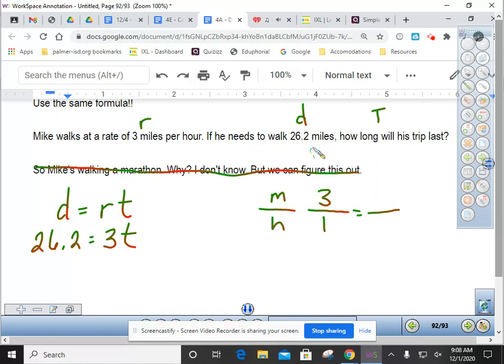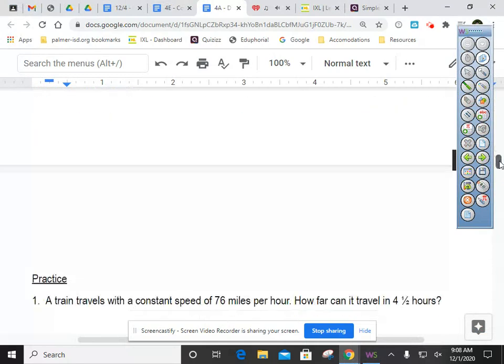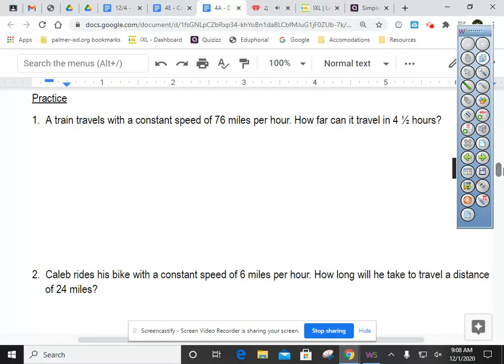And then how far is he going? 26.2 miles. So that goes on top. Do you see how it goes on top? So if we cross multiply, we get 3x equals what? 26.2. Y'all with me? We're not going to solve that. It's pretty simple. Okay, turn the page. We're going to do some practice. Do you want to use a proportion or the distance formula? You can do whatever you want.